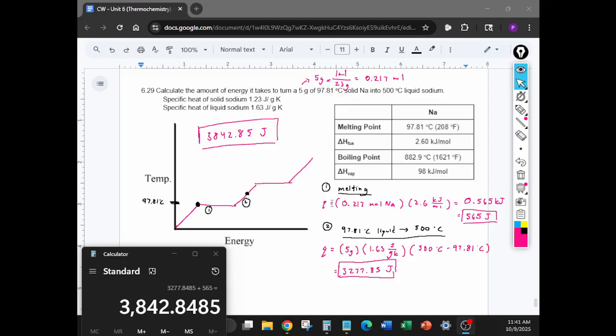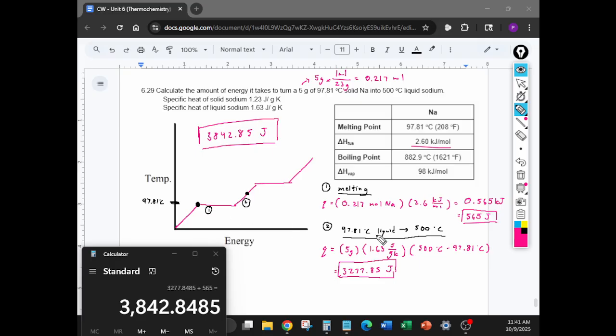Okay, so first step is melting because you're already at the melting point. So all you got to do is melt the solid, and the second step you turn the melted Na into 500 degrees Celsius. So you're heating it up. And so just make sure you're aware of the heat of fusion. You got to use moles. So you have to convert 5 grams into moles of Na, and then you multiply by 2.6, which is the heat of fusion. Get 565.